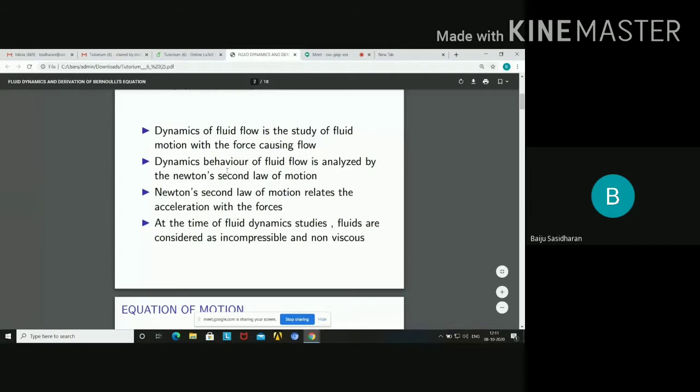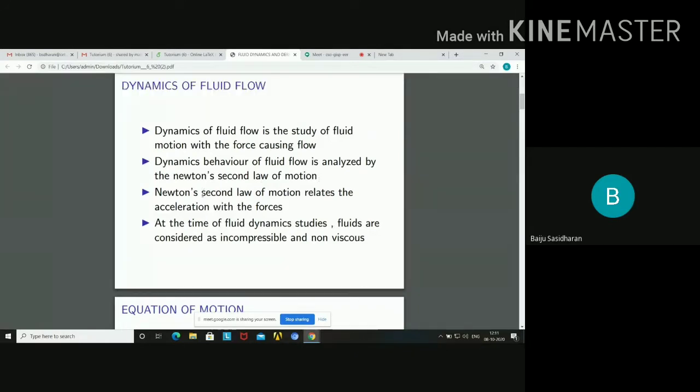The dynamic behavior of fluid flow is analyzed by Newton's second law of motion. As per Newton's second law of motion, force is the product of mass and acceleration. So it relates the acceleration with the force. At the time of fluid dynamic studies, fluids are considered as incompressible and non-viscous.